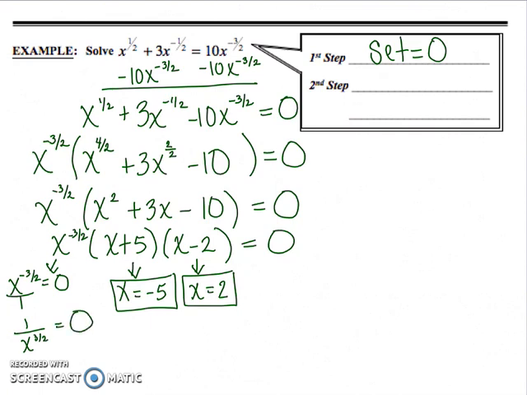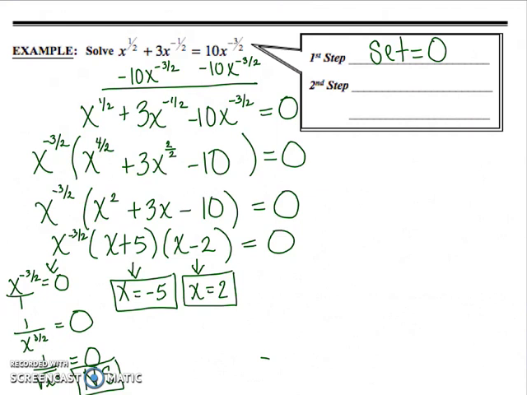Let's change that to radical form. So that's going to be 1 over the square root of x cubed, right? When is that ever going to equal 0? It's not, because my numerator is always going to be 1. So that expression can never equal 0. So this one gives us no solution, okay? But these two give us good answers, negative 5 and positive 2.